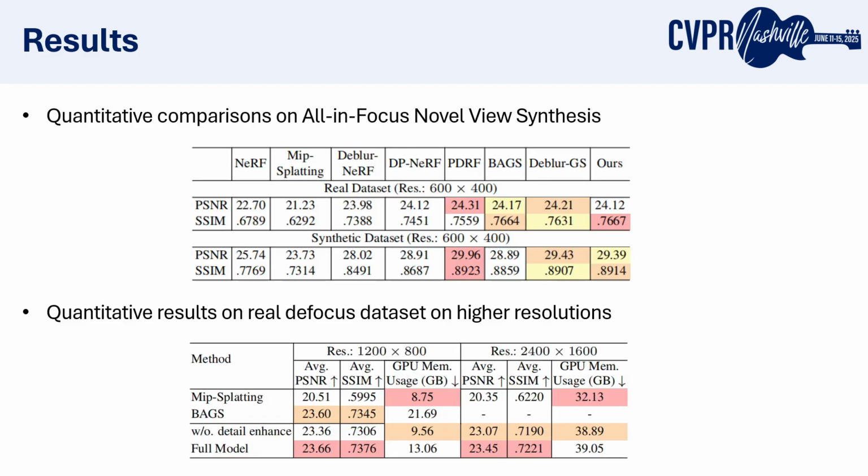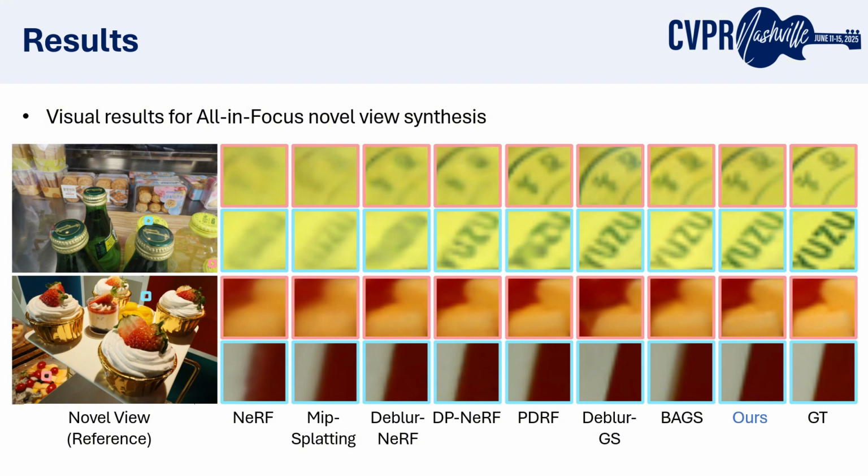We also evaluate our method on all-in-focus novel view synthesis. Here are quantitative results. Our method achieves competitive results compared to state-of-the-art deblurring NeRF and 3D-GS baselines, demonstrating its effectiveness in producing sharp novel views. Moreover, thanks to our unique DOF rendering module, our pipeline is significantly more memory efficient than baselines when handling high-resolution inputs. Here we show visual results for all-in-focus novel view synthesis.